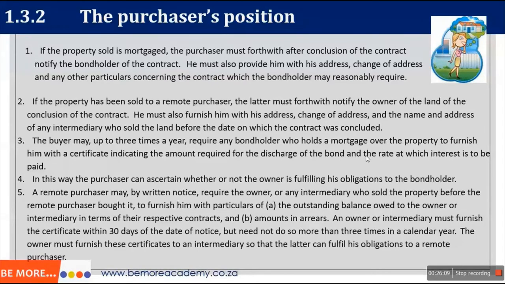In this way, the purchaser can ascertain whether or not the owner is fulfilling his obligation to the bondholder. The owner doesn't get any money in his bank. The registration attorney gets all the money and distributes the money between all the parties. So the only obligation the purchaser has is to sign the documentation, and the attorneys between them will sort it out. A remote purchaser may, by written notice, require the owner or any intermediary who sold the property before the remote purchaser bought it to furnish him with all the particulars.